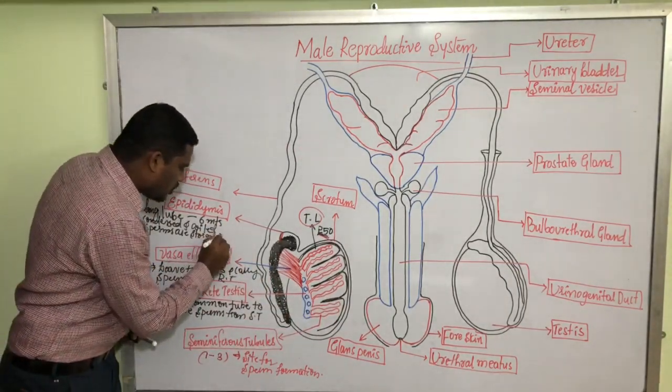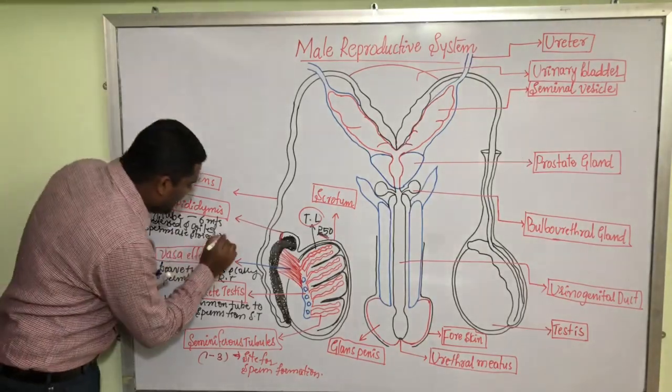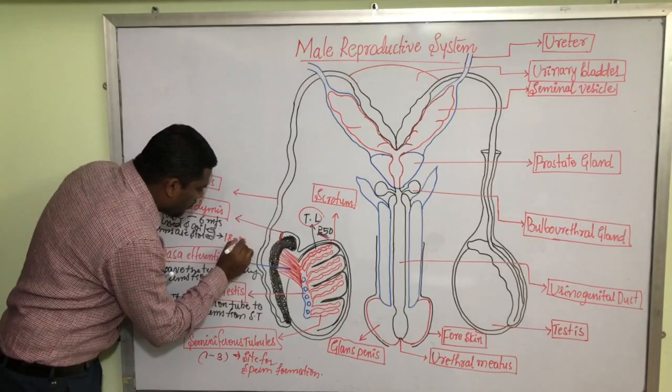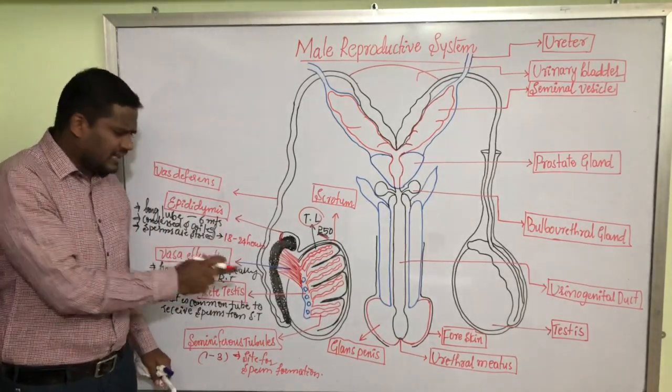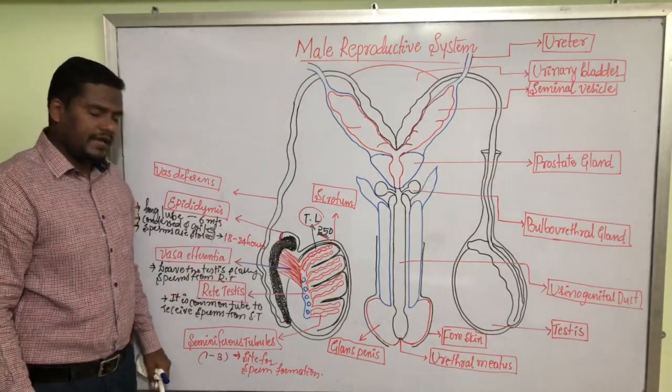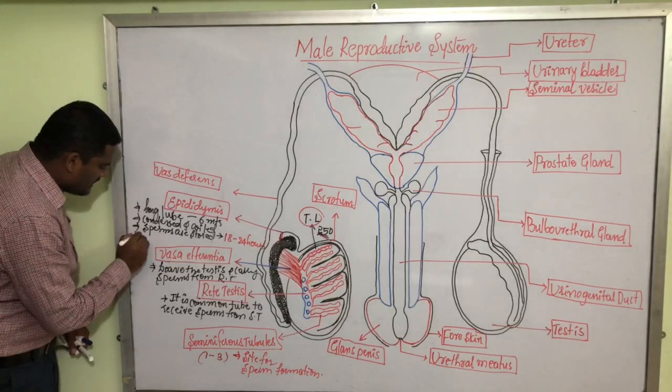Why are the sperms stored? Sperms are stored approximately for 18 to 24 hours. 18 से लेके 24 घंटे तक sperms यहाँ पे store रहते हैं. Why are the sperms stored? Because here sperms get matured.